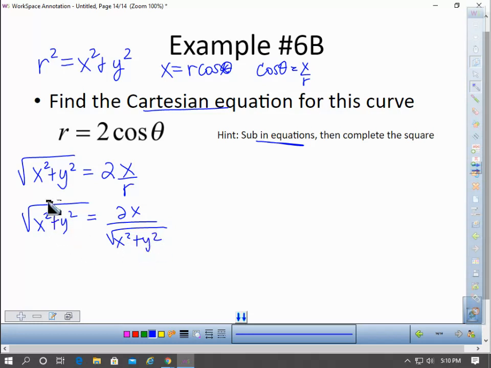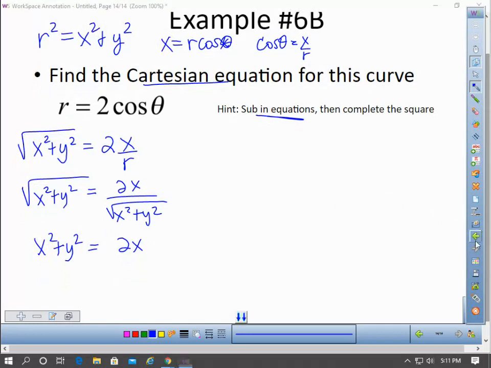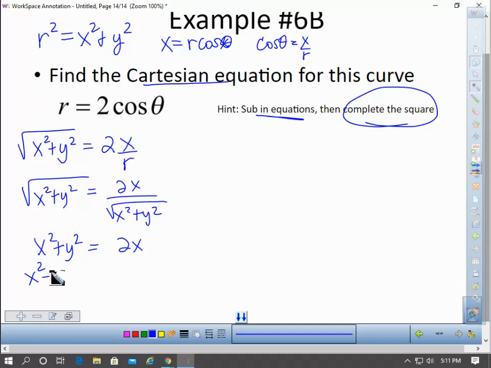So now I just multiply this guy over here. A radical times a radical gives me this expression without the radical equals 2x. So there you go. You have that equation in x's and y's. Now we can complete the square and figure out where the center is. If I move my 2x over, I'll have x squared minus 2x, and then I'm going to leave a space to complete the square, plus y squared equals 0.